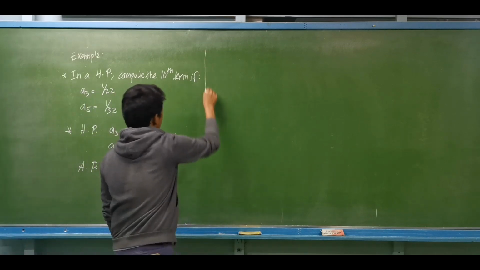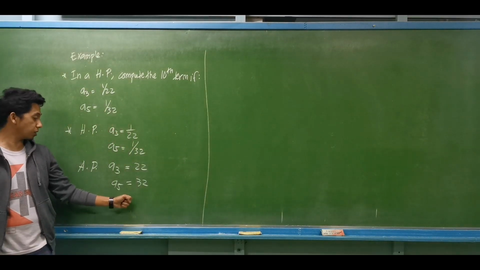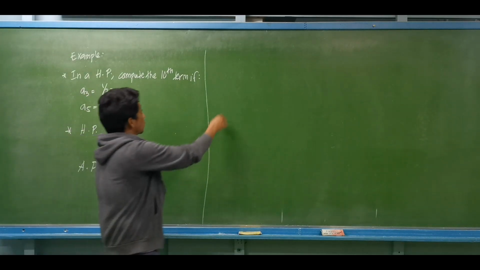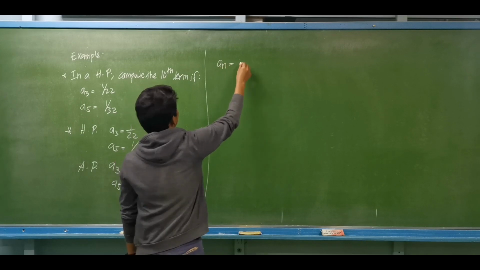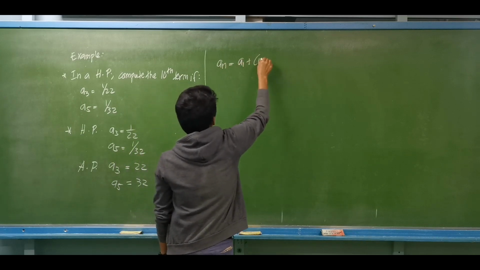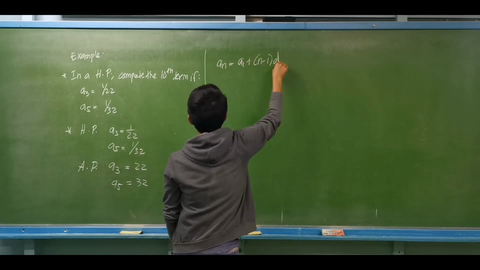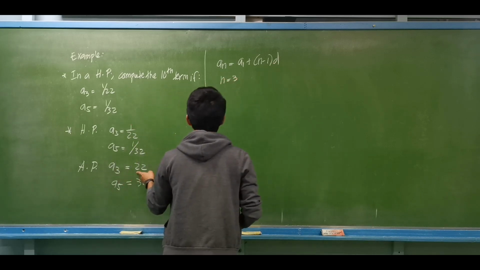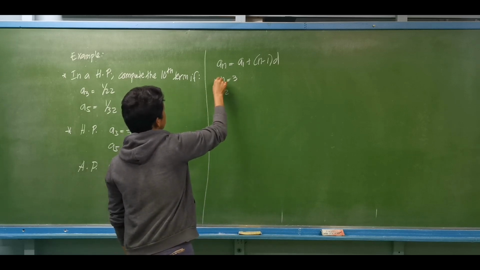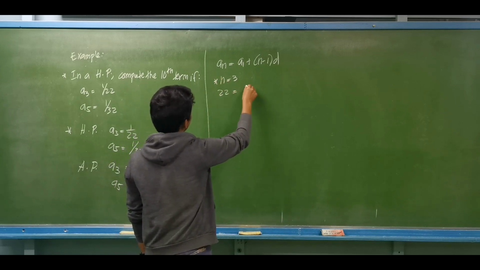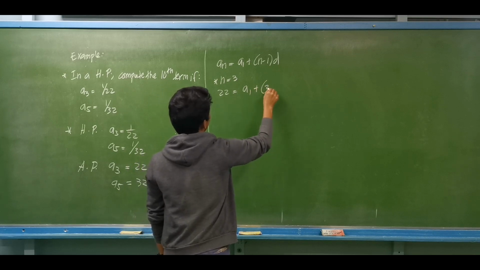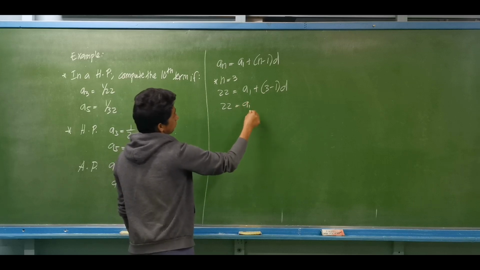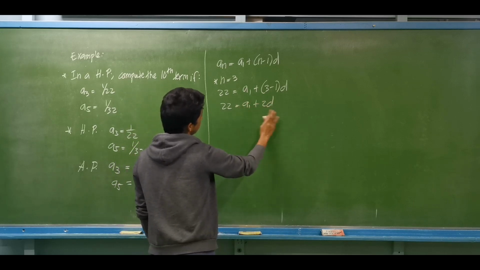Since we now have the terms under arithmetic progression, we analyze them as the terms of an arithmetic progression. We can use the equation a sub n equal to a sub 1 plus the number of terms minus 1 times the common difference. We have n equal to 3, that's our third term. We have 22 is equal to the unknown first term plus 3 minus 1 multiplied by the common difference. So 22 is equal to the first term plus twice the common difference.